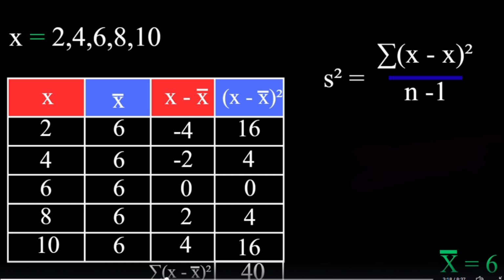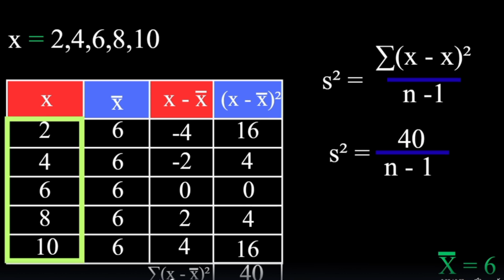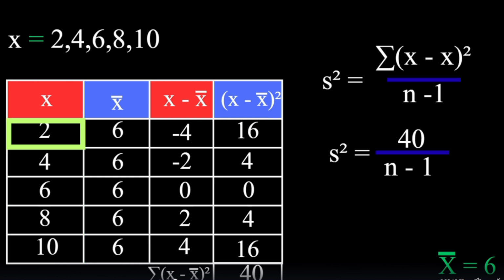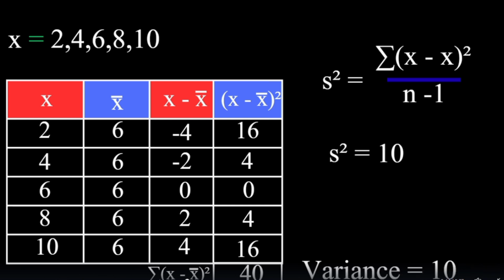Now, the next thing we can get is the variance. Our summation of (x minus x bar) squared is 40. Then n, we consider this column of x. We just count how many numbers we have. This is 1, this is 2, this is 3, this is 4, and this is 5. So our n shall be 5. So 5 minus 1, that is basically 4. And 40 divided by 4, that is 10. Meaning our variance is 10.